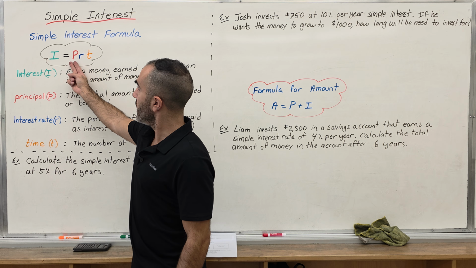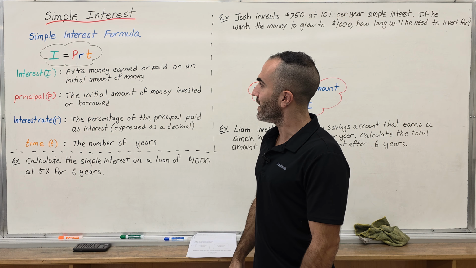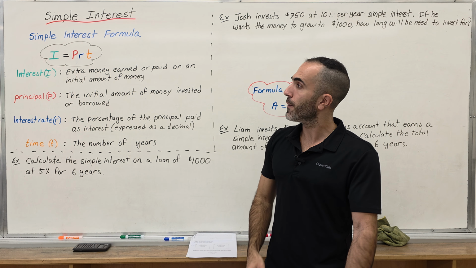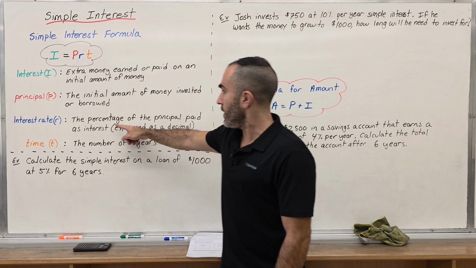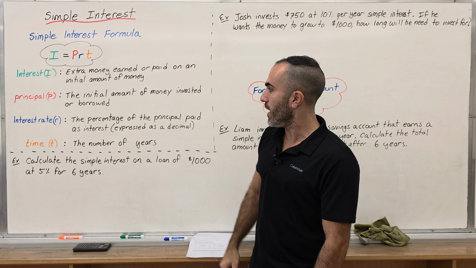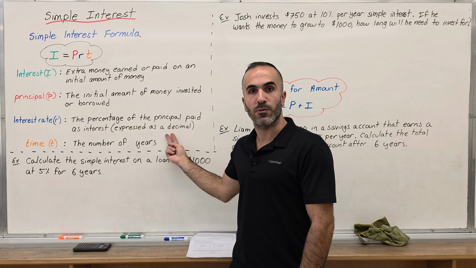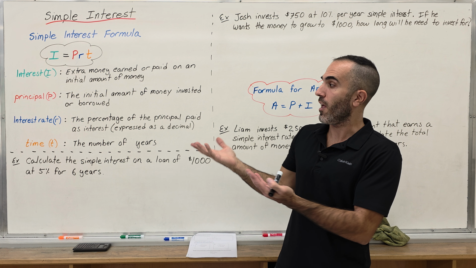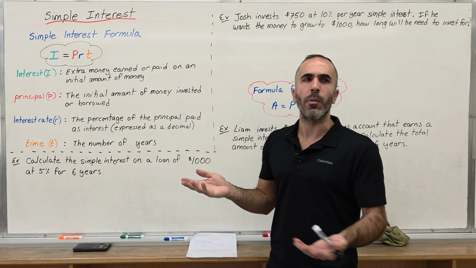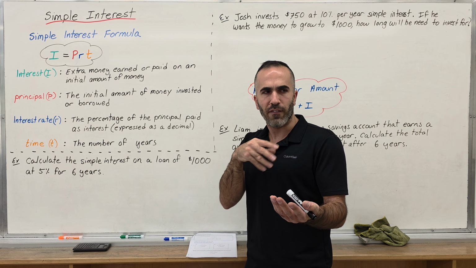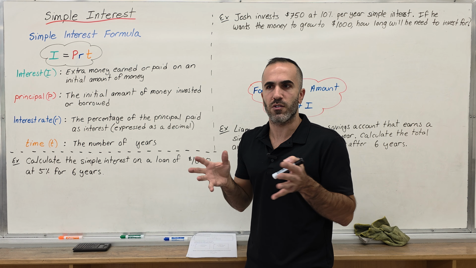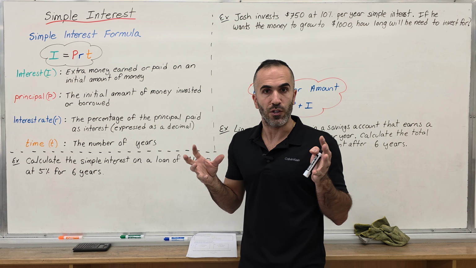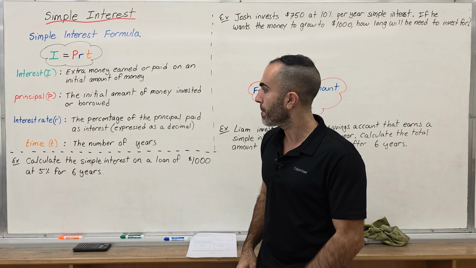The principal, the P, is just the initial amount of money invested or borrowed. It would be that $100 that I borrowed from someone. The interest rate is the percentage of the principal paid as interest, always expressed as a decimal. So if I was paying 10% interest on that $100, 10% would be the interest rate, but it'd be 0.1. I have to change it to a decimal. We don't use percents in math. The word percent is kind of like how you phrase a sentence in English. In math, we use the decimal.